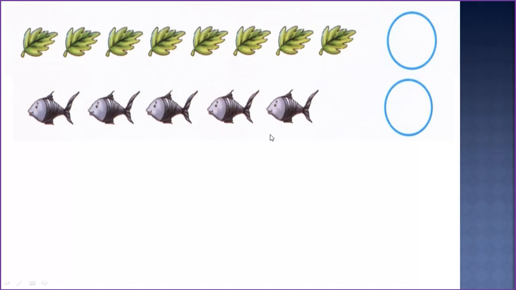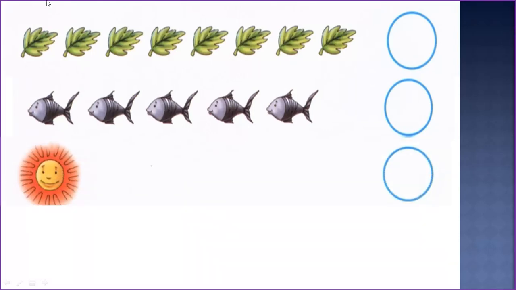Do you eat fish? I love eating fish. One, two, three, four, five. How many fish are there? 5 fish. Now comes to next. Oh, only one sun. Yes. Oh, sun. Okay.